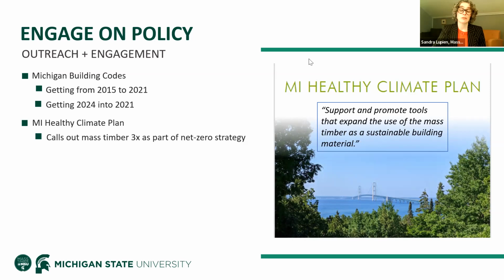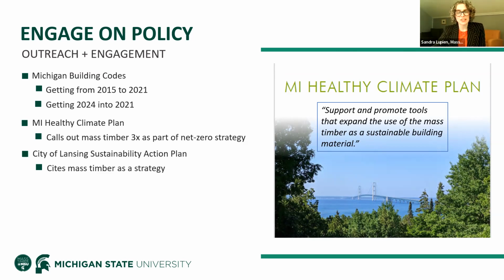The language is not very specific, and the language of the plan in general is pretty high level. I think there's going to be a supplemental implementation plan, but this says, support and promote tools that expand the use of mass timber as a sustainable building material. And that's a big win, because anytime we're making a policy ask related to mass timber in Michigan, we can say our Michigan Healthy Climate Plan calls out mass timber. So there's something in our policy document right now saying we want this. So that's one good reason. It kind of gives cover to anybody who's feeling shy about advancing mass timber policies in Michigan.